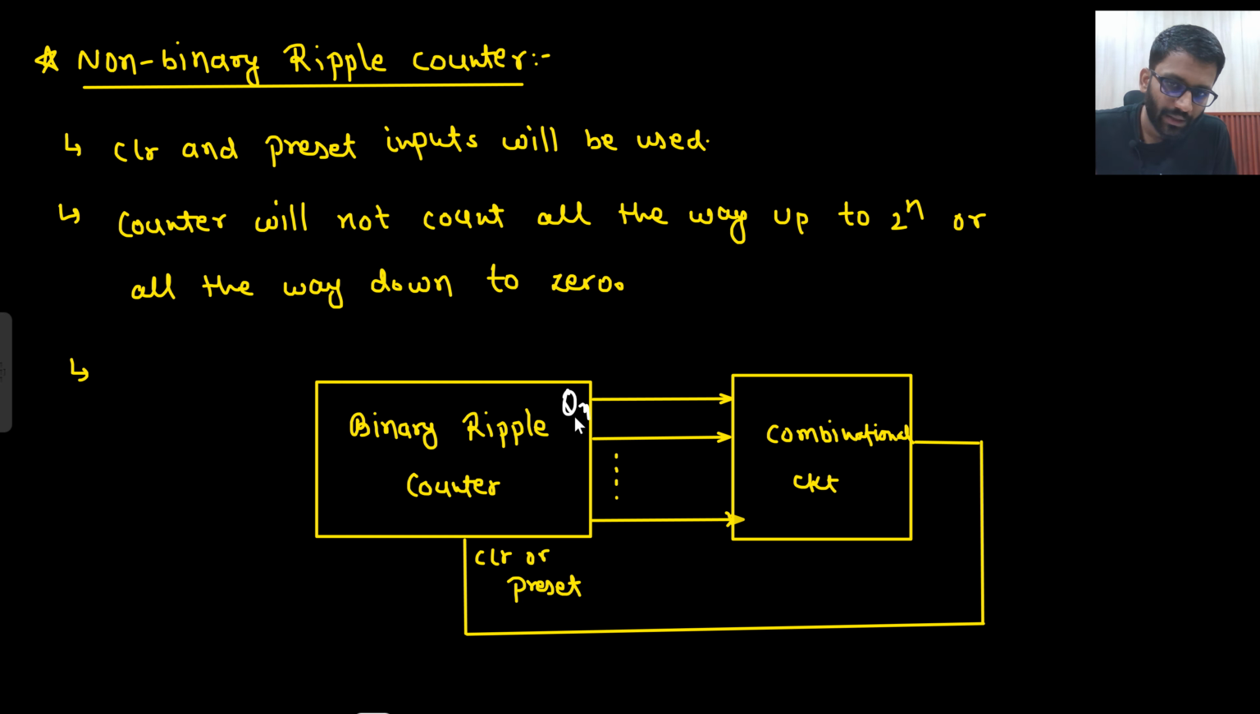This could be Qn, this could be Qn minus 1, and this could be your Q naught, which I am calling as LSB, and this I am calling as an MSB. That doesn't matter here. So these outputs will be fed to a combination circuit, and the output of the combination circuit will be clear or preset. Got this point? Okay, so we will see the circuit, it will be more clear to you.